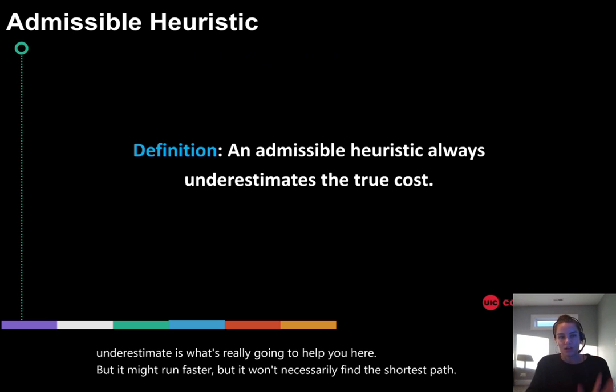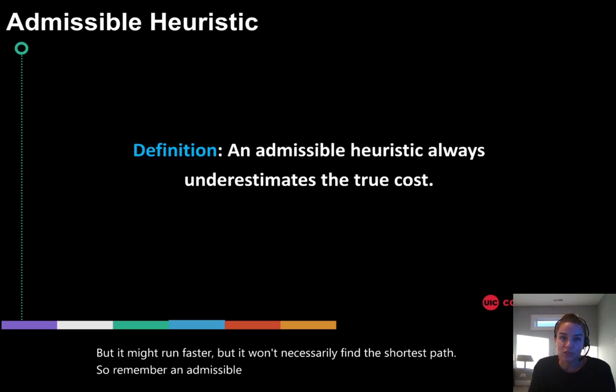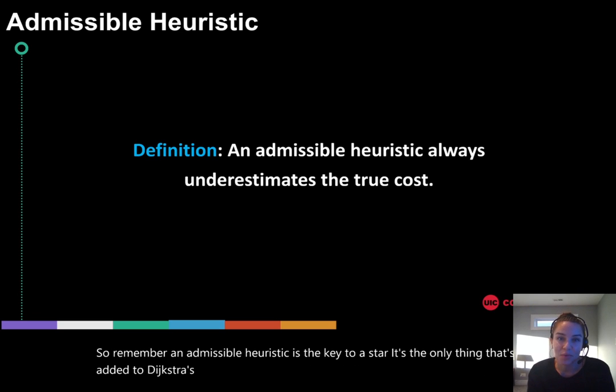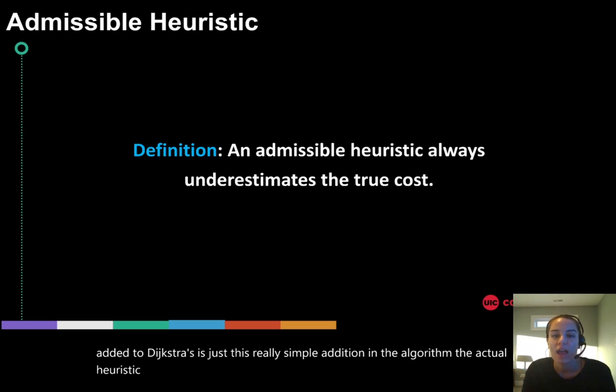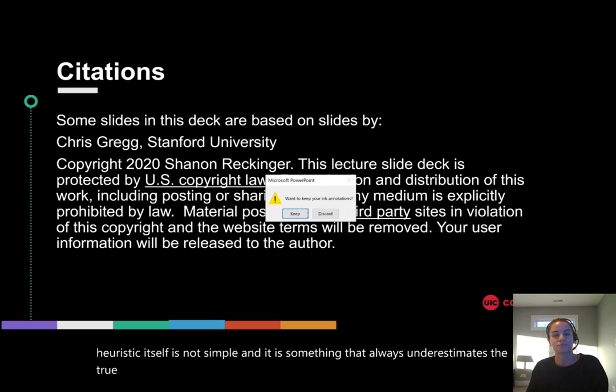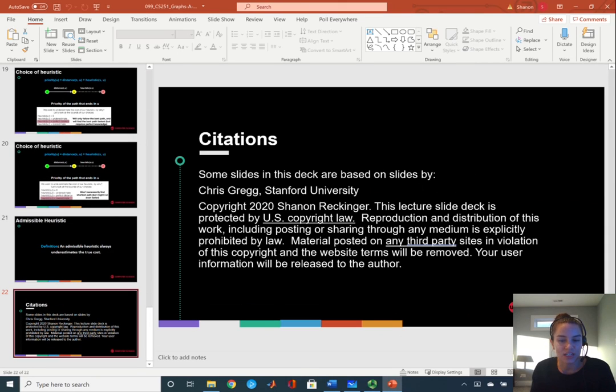So remember, an admissible heuristic is the key to A star. It's the only thing that's added to Dijkstra's. It's just this really simple addition in the algorithm. You know, the actual heuristic itself is not simple. And it is something that always underestimates the true cost of the choice. So that's a little bit about A star, which is more of an advanced algorithm that you kind of explore after understanding Dijkstra's.